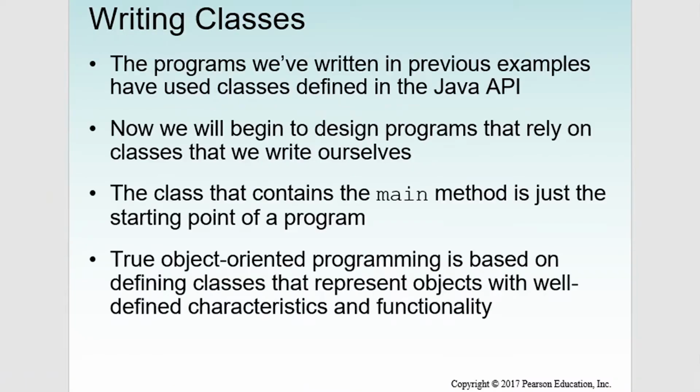Anatomy of a class. The programs we've written in previous examples have used classes defined in the Java API. You're talking about what we did for Chapter 3. Now we will begin to design programs that rely on classes that we write ourselves. The class that contains the main method is just the starting point of the program. True object-oriented programming is based on well-defined classes that represent objects with well-defined characteristics and functionality.